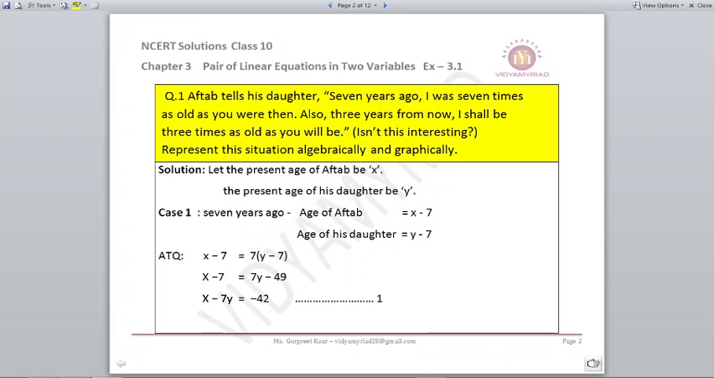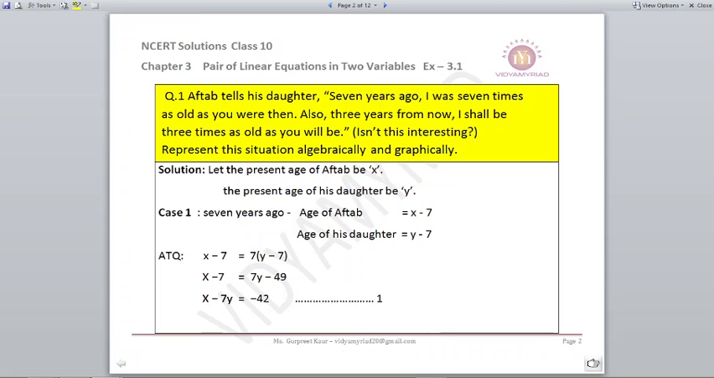Here, who is x minus 7? Aftab. They are saying Aftab is 7 times as old as you were, 7 times the daughter. So 7 times what is daughter? y minus 7. So 7 will be multiplied by daughter. You get your first equation as x minus 7y is equal to minus 42.